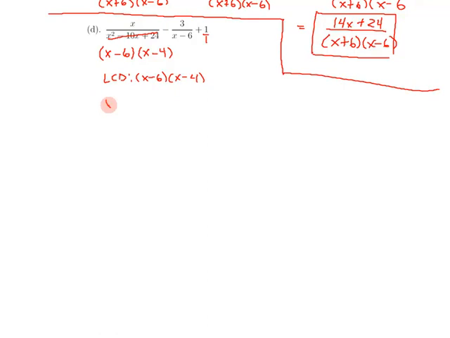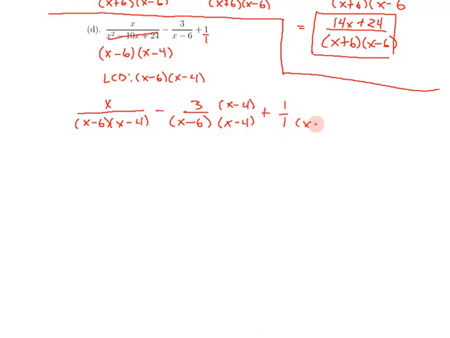So now we look at each fraction individually and multiply in what's missing. For the first one, nothing's missing. X minus 6, x minus 4, it's all there. Second fraction, 3 over x minus 6, is missing the x minus 4. So I'm going to multiply by x minus 4 on top and bottom. Plus 1 over 1. Everything's missing now, so I'm going to multiply by x minus 6, x minus 4 on bottom, and x minus 6, x minus 4 on top. Now each fraction has the lowest common denominator in it.